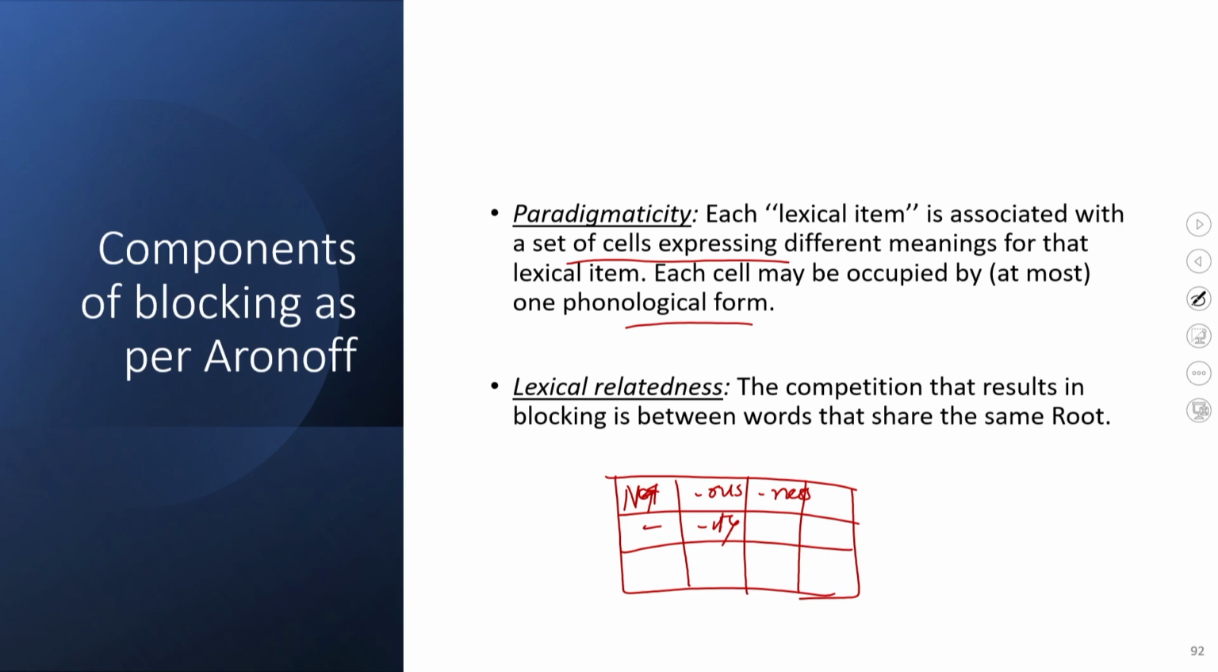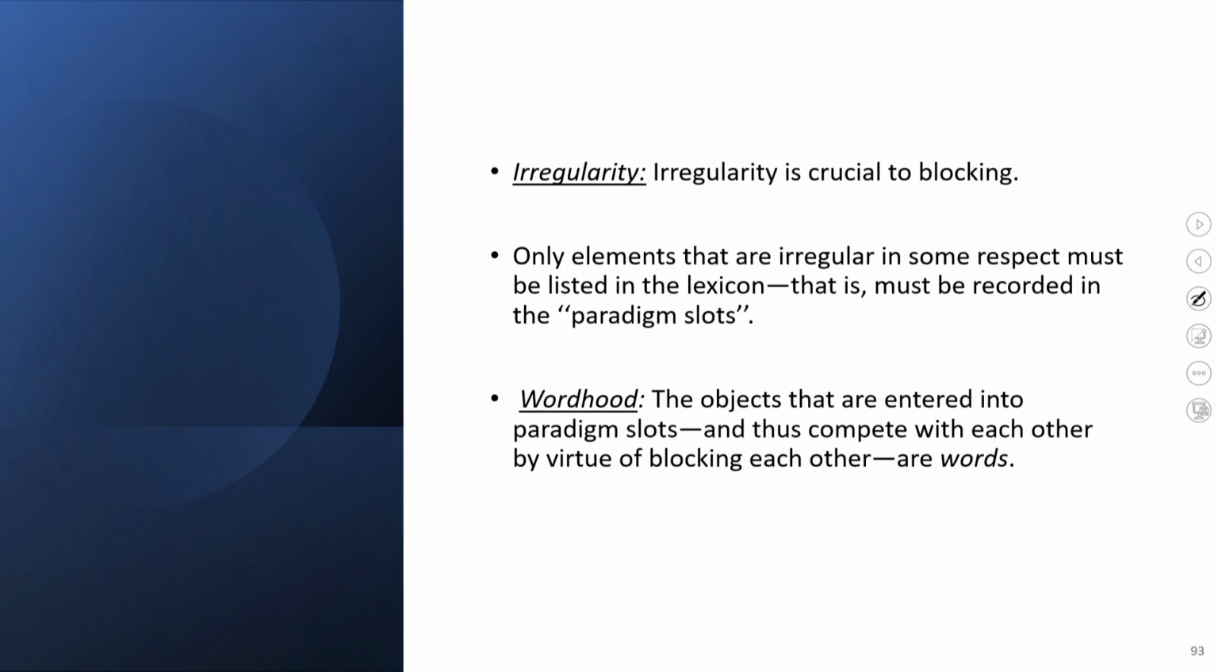Then the idea of lexical relatedness, from where we started this entire discussion. So, the competition that results in blocking is between words that share the same root. That is the second component of his idea. Third is irregularity. Irregularity is of course very crucial to blocking.